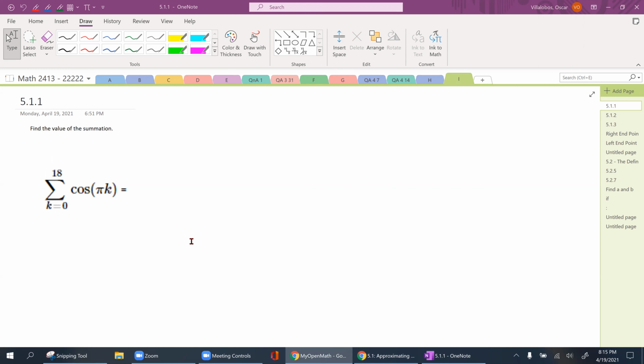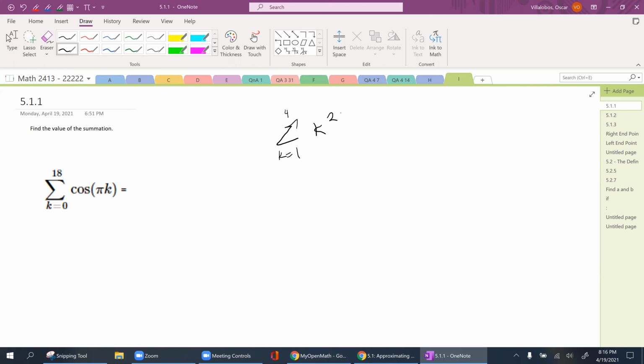All right, so summations. Find the value of the summations. So, reading summations, this is what this symbol stands for: sum. Let's do a simpler one. Let's say I want you to find the sum starting at k equals 1 all the way up to, we'll say 4, for a function that is k squared.